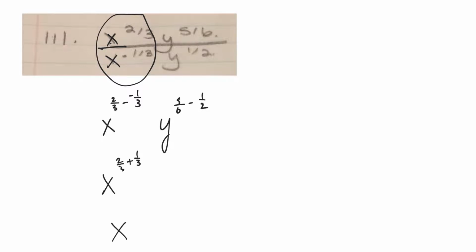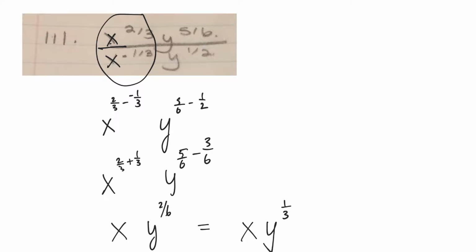And then this is y to the 5/6, common denominator. That'll have to be a 3/6. 5/6 minus 3/6 is 2/6. So y to the 2/6. And I can simplify that to y to the 1/3. Okay, hopefully that helps you with those kinds of questions. And I guess I could rewrite this as x times the cube root of y. They might want the radicals back in the end. Okay, hopefully that helps you with those ones.